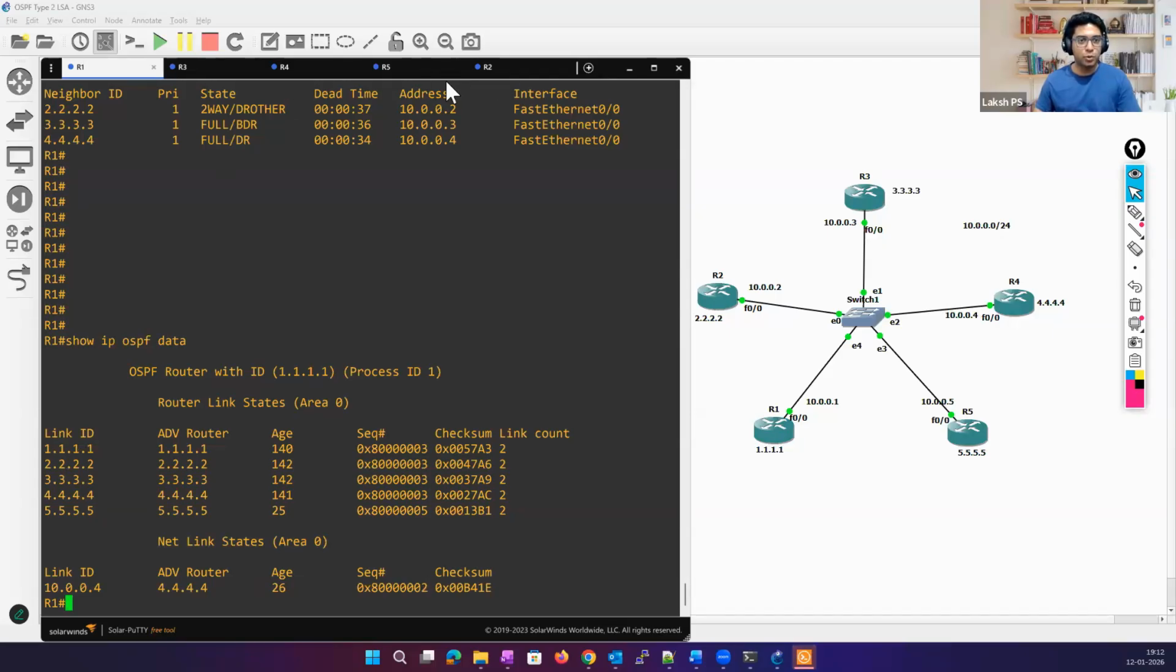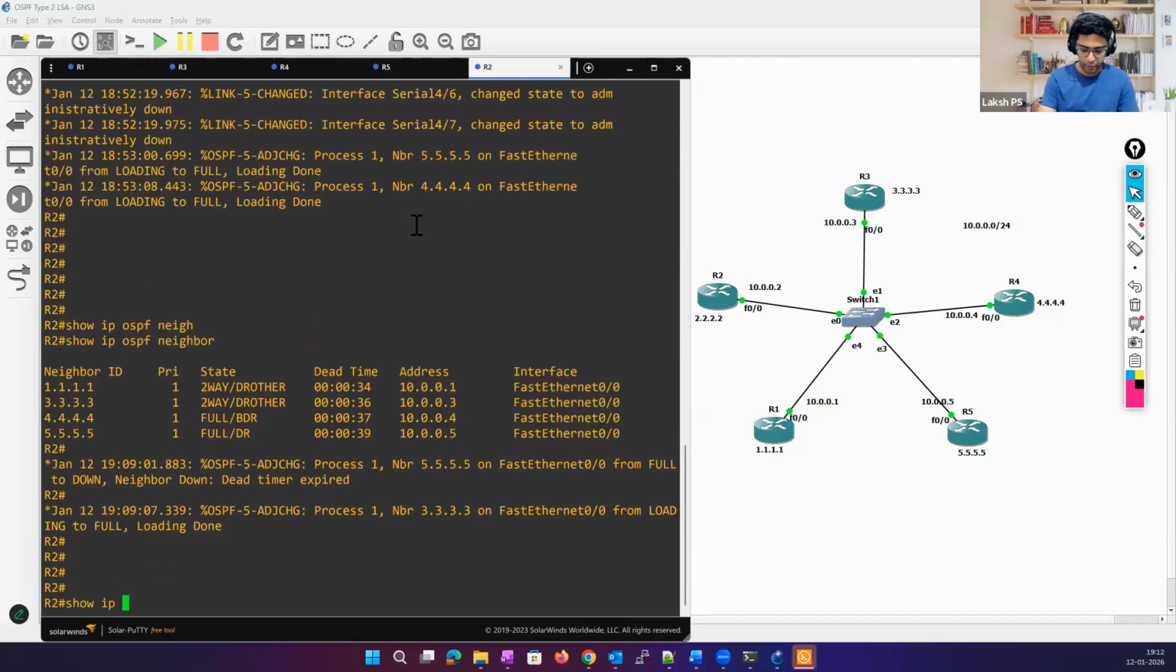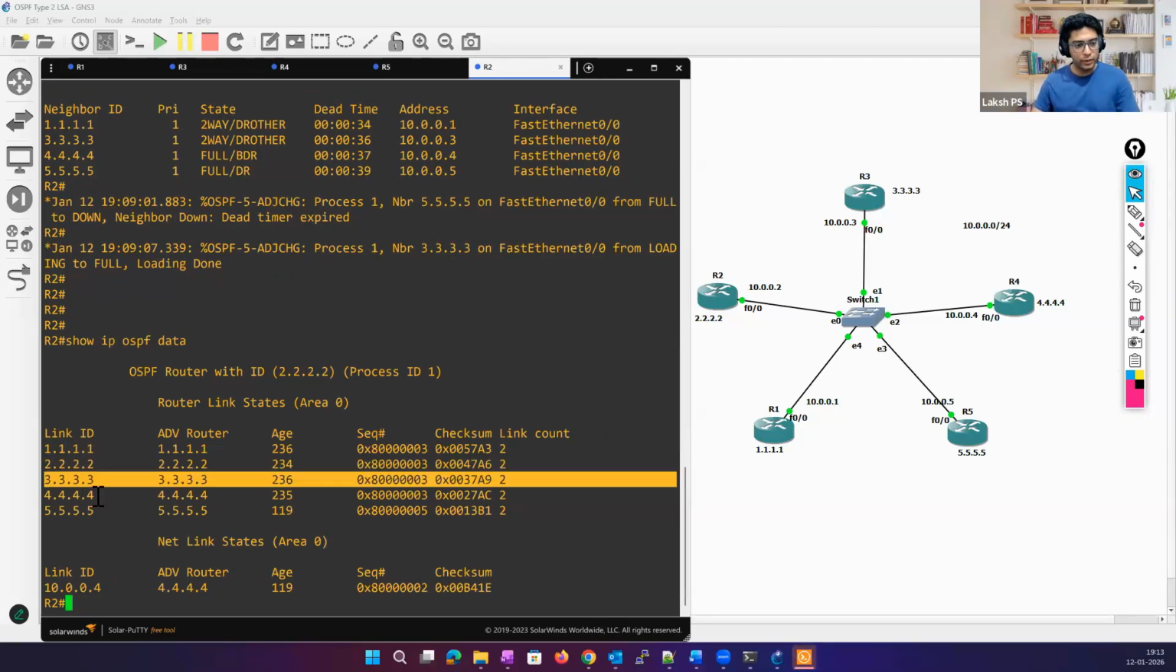All right, let's go to R2. Okay, R2, show ip ospf database. You will see here R2 also has the same database. 1, 2, 3, 4, 5. Advertising routers in R2: 1, 2, 3, 4, 5. Okay, sequence number 33333. Checksum.